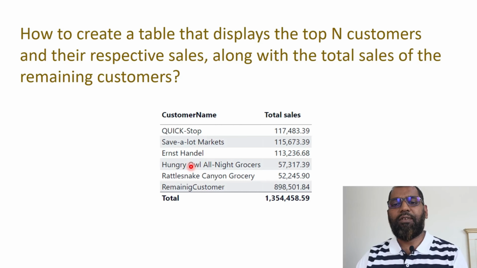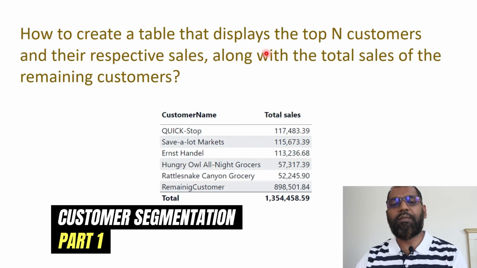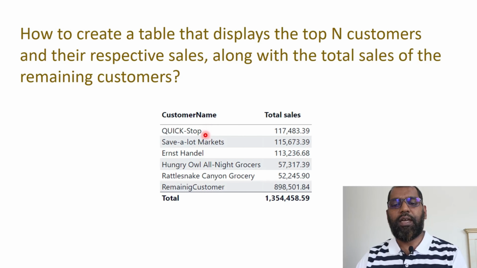Today we will be tackling the following question: how to create a table that displays the top N customers and their respective sales, along with the total sales of the remaining customers. This is our table. This is the top 5 customers and their sales, along with the total sales of the remaining customers.